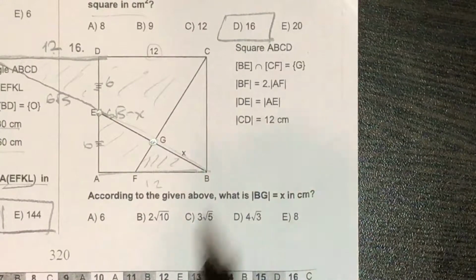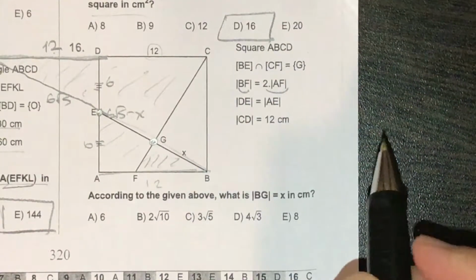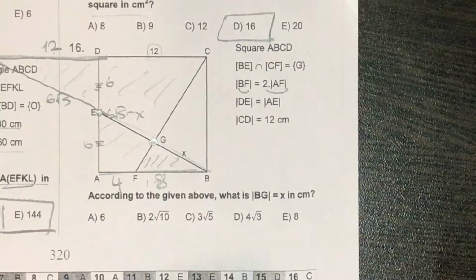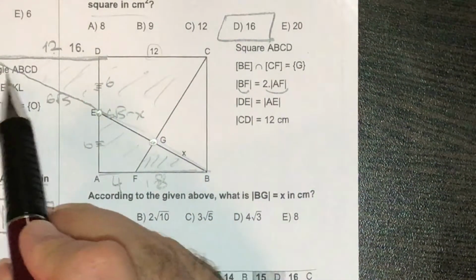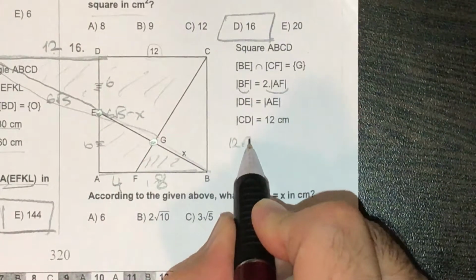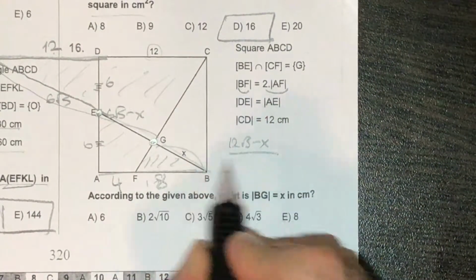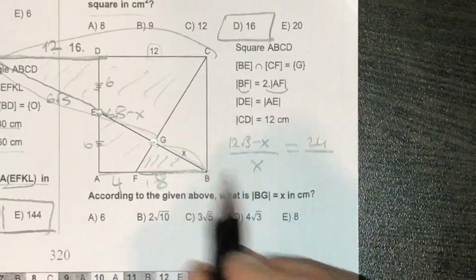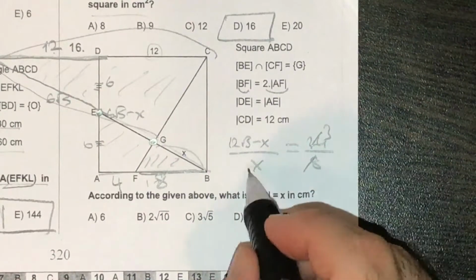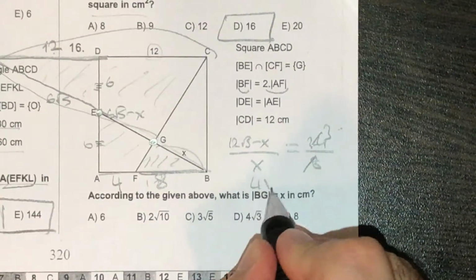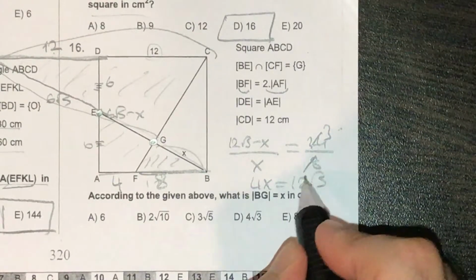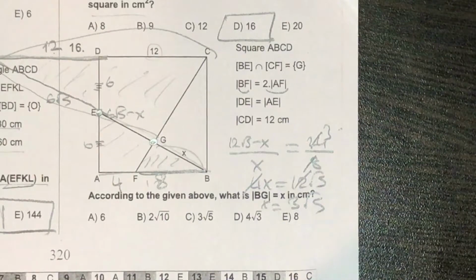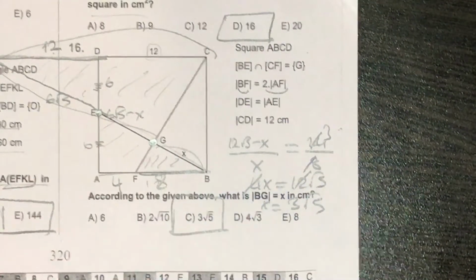And according to point G, as you see, this upper triangle and this small lower triangle are similar triangles. And it says BF is equal to 2AF. So this is 8, this is 4, this is 8. Okay, then I can apply the similarity. As you see, it is 12 root 5 minus x over x, which is equal to 24 over 8. This is 3, so this is 3x, 4x. 4x is equal to 12 root 5, and simplify again. X is equal to 3 root 5, which is, where is it? 3 root 5 here.